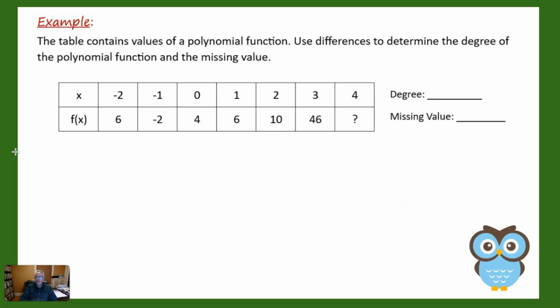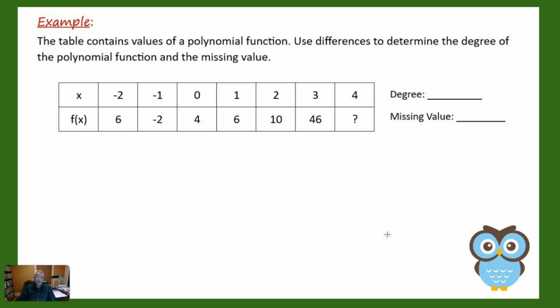Okay, here's our one and only example. We have a table here that contains the values of a polynomial function. And we want to use differences to determine the degree of the function. And we also want to see if we can extend the pattern and find this missing value right here.